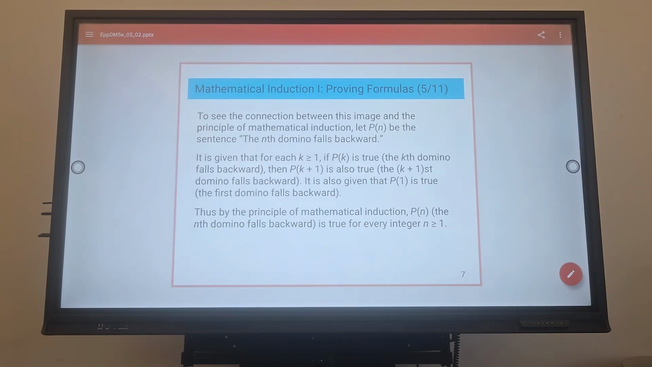To see the connection between this image and the principle of mathematical induction, let P of n be the sentence, the nth domino falls backwards. It is given that for each k greater than or equal to 1, if P of k is true, the kth domino falls backwards, then P of k plus 1 is also true. It is also given that P of 1 is true, the first domino falls. Thus, by the principle of mathematical induction, P of n, the nth domino falls backwards, is true for every integer n greater than or equal to 1.